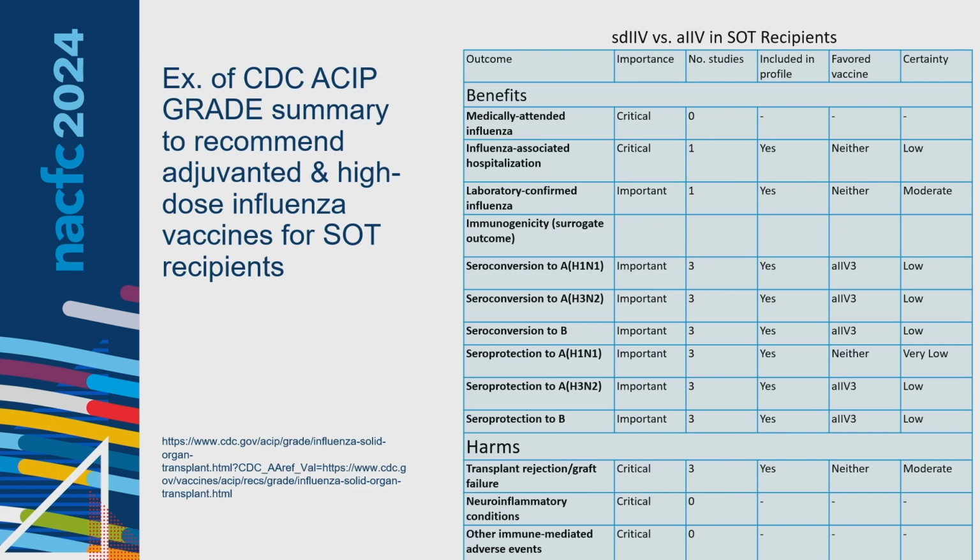For outcomes considered most important, like influenza-associated hospitalization or laboratory-confirmed influenza, there really wasn't enough data in these small studies to detect any difference in efficacy. But small studies demonstrated improved immunogenicity and seroconversion rates for influenza A and B, which is why they recommended that these vaccines were acceptable for use in these populations. And there wasn't any signal for increased graft rejection.